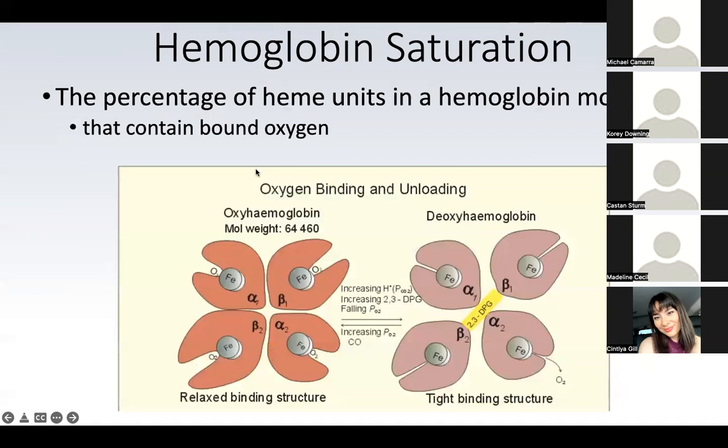Okay, so let's talk about the concept of hemoglobin saturation. Saturation refers to how many of the heme groups, specifically iron ions, have oxygen bound to them. On the left side here, we've got oxyhemoglobin, and on the right side, deoxyhemoglobin.